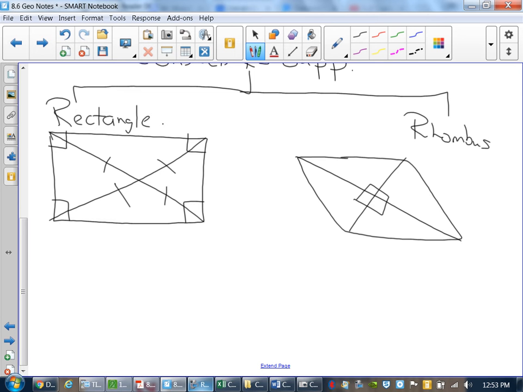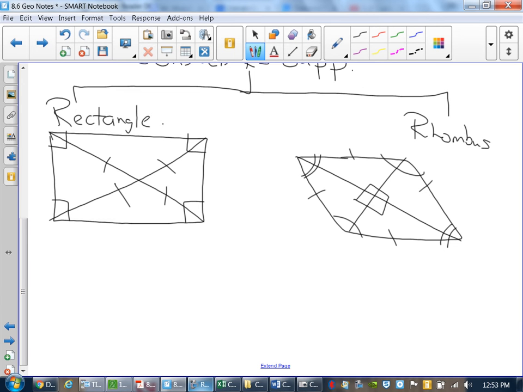Diagonals of a rhombus also do something to the base angles. What did it do? Yes, they have 4 congruent sides. And Evelyn, did you say what they did to the angles? Remember, the diagonals of a rhombus bisect those base angles.